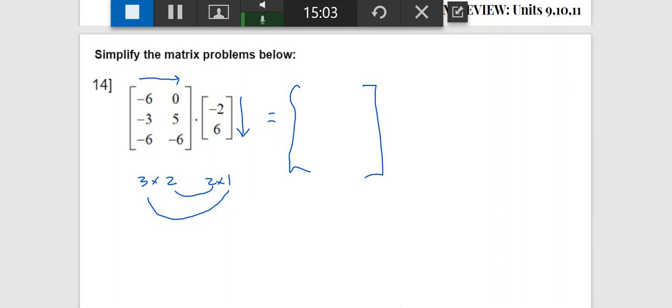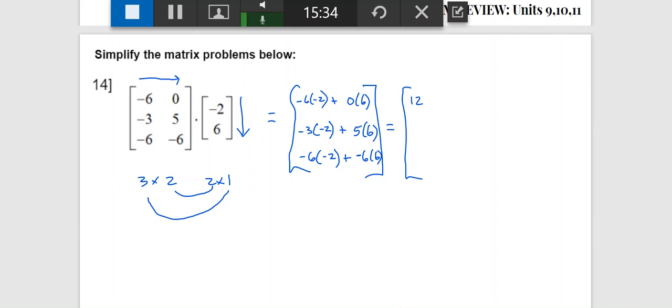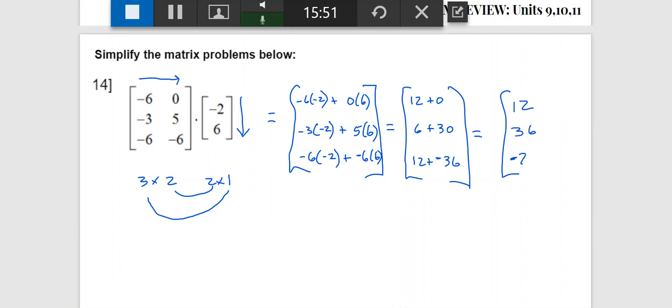And we're going to have 6 times negative 2 plus 0 times 6. We're going to have negative 3 times negative 2 plus 5 times 6. We're going to have negative 6 times negative 2 plus negative 6 times 6, which is going to be 12 plus 0 and 6 plus 30 and 12 plus negative 36. And so that is going to create 12 and 36 and negative 24.